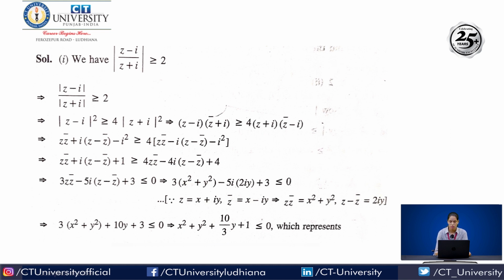So z into z conjugate becomes x square plus y square, because this is the mod of z square, and z minus z conjugate becomes the imaginary part of z, that is 2iy. Putting in these values, my equation becomes 3(x square plus y square) minus 5i times 2iy plus 3 less than or equals to 0. Now solving again, i into i, it becomes 3(x square plus y square) plus 10y plus 3 less than or equals to 0. So this is the equation which represents a circle.